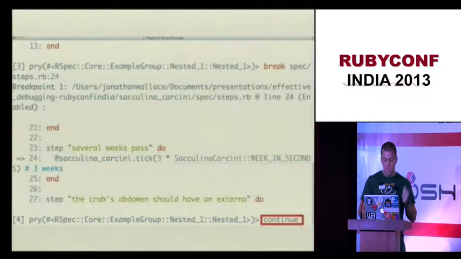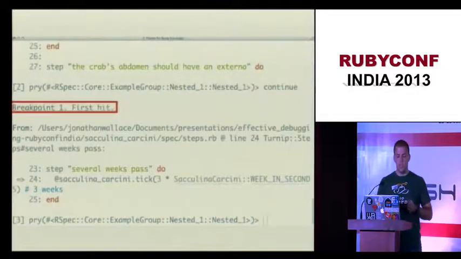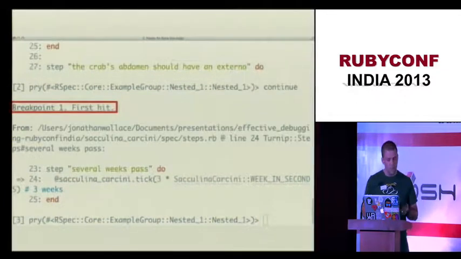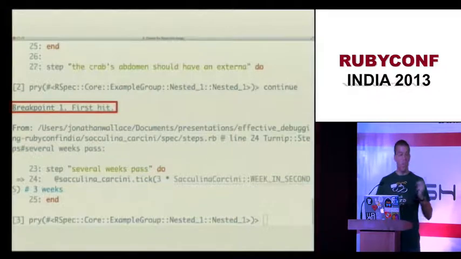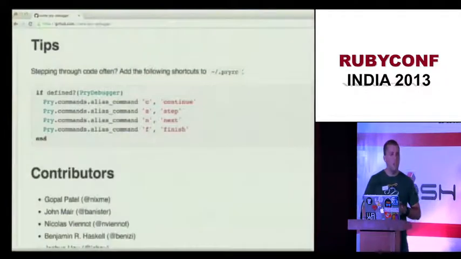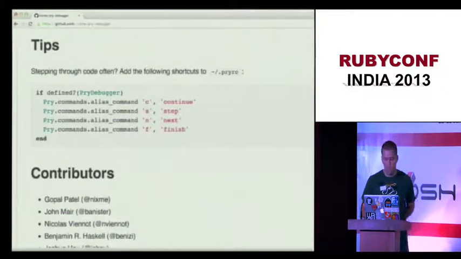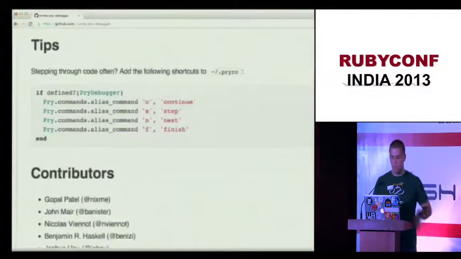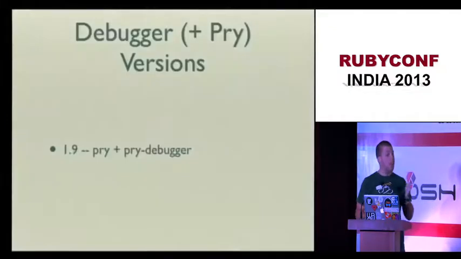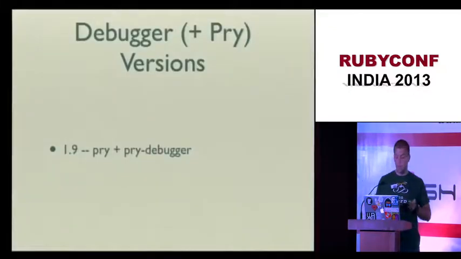So we're going to continue, and one more cool thing that it does, it actually shows you a breakpoint, and I'll show you how many times it's been hit, which is neat. So a few more things to know about Pry. If you do want to use the aliases, you get the shortcut commands, you can do so. You just have to add some information to an RC file, and that information is available on the Pry Debugger website. So Ruby 1.9, you can use Pry plus Pry Debugger if you want.